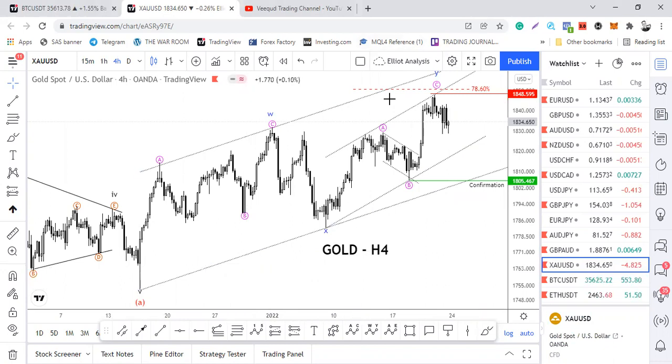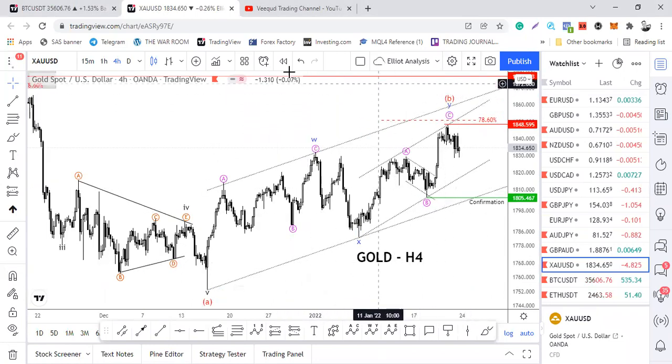So far, we have a double zigzag in the making. This is where the major talk is: with C of Y completed. That was the question right now. If wave C of Y is completed, then the price could be resuming lower. However, if it's not completed yet, we could see another push higher right here before the major decline begins.